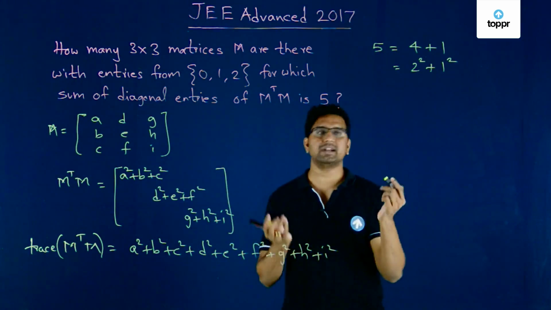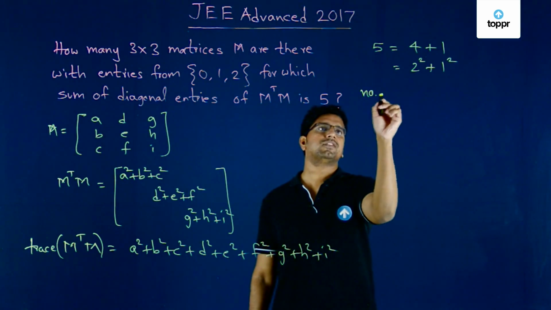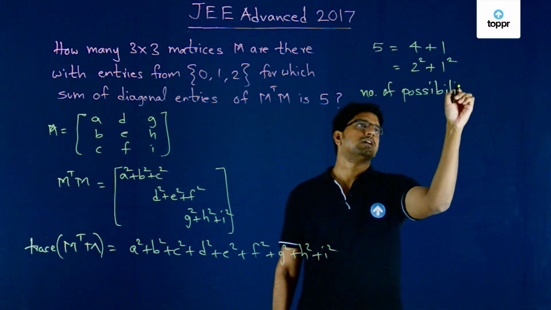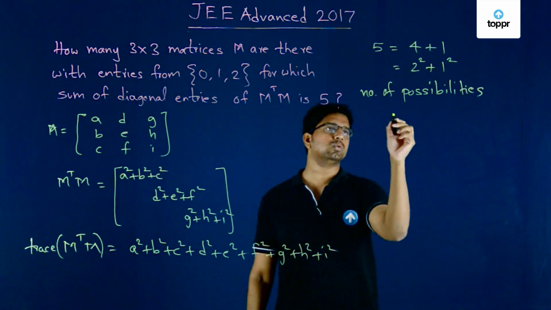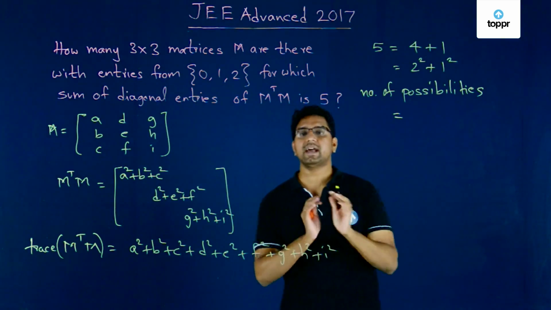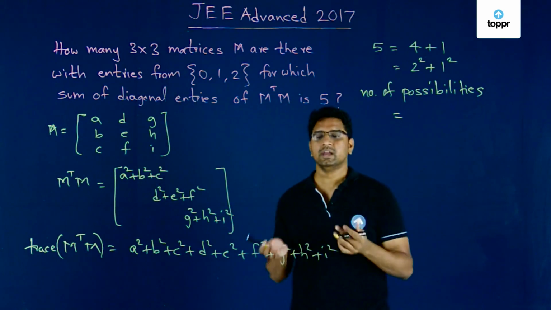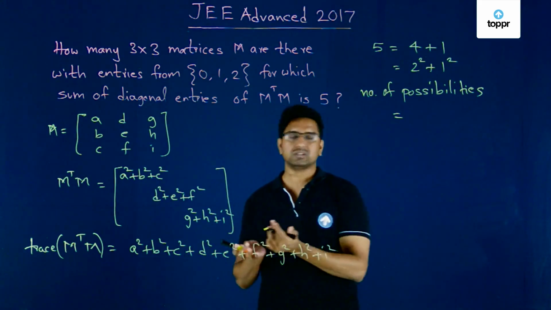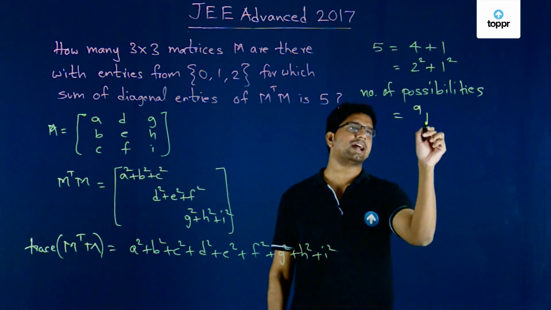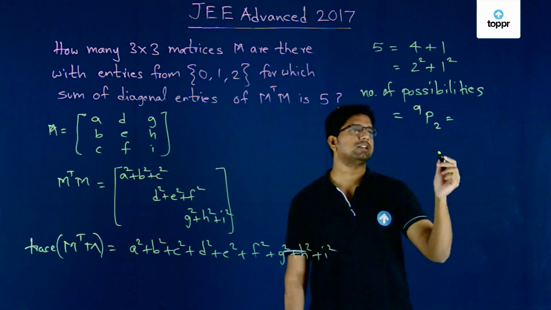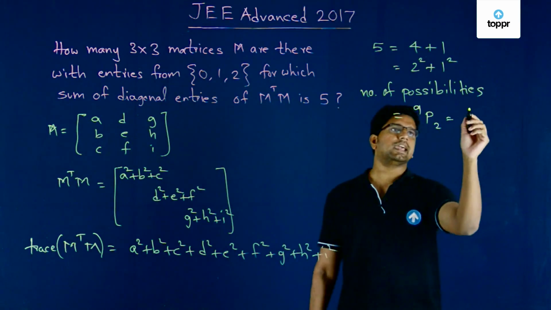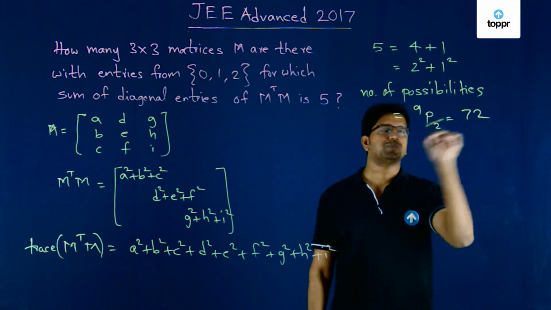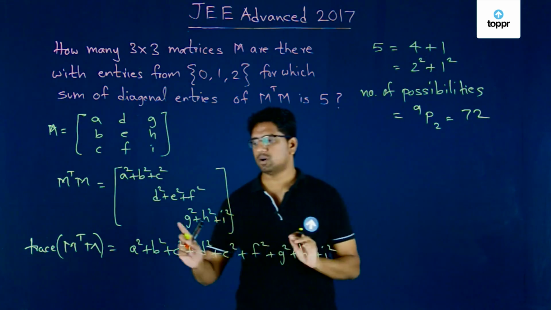Okay, and how many possibilities are there? The number of possibilities of choosing one element to be 2 and another element to be 1 and the remaining everything to be 0 is equivalent to arranging two objects in 9 positions, right? So it is simply equal to 9P2, whose value is simply 9 into 8, which is 72. So we have obtained the value of the first case.